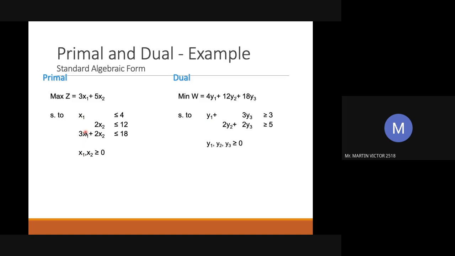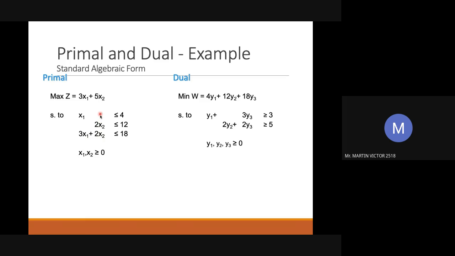Then the second constraint: again we don't have x2 in the first equation, so we go to the next row, which is 2x2, and in the third row we again have 2x2.